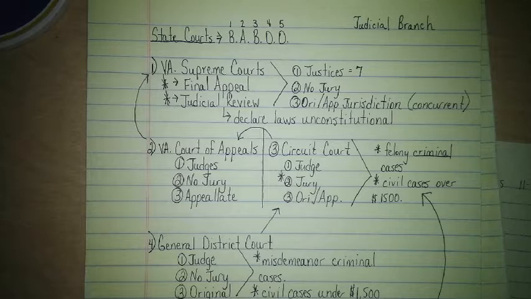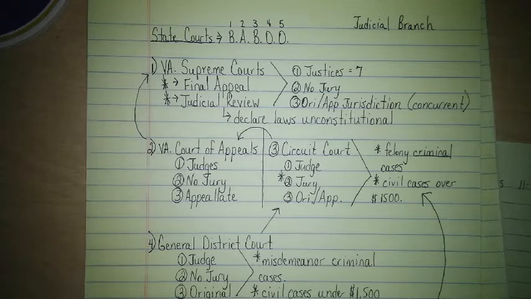The first court that we're going to deal with is the Virginia Supreme Court. So jot it down. Now, it's the highest court at the state level. It is a constitutional court. It has very broad power. Before we get into the justices and the juries and the jurisdictions, there are a couple things about the Supreme Court that you need to know. The first one here, I wrote down final appeal.